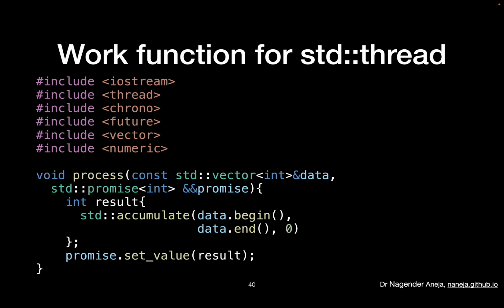So this process function will need an rvalue reference of the promise. In this case, it's an integer promise. The process function will set a value of type integer, and that's what it does. It still computes the value, and it says promise.set_value, and that's the result. So it sets this value, and now this value will be retrieved using future.get.